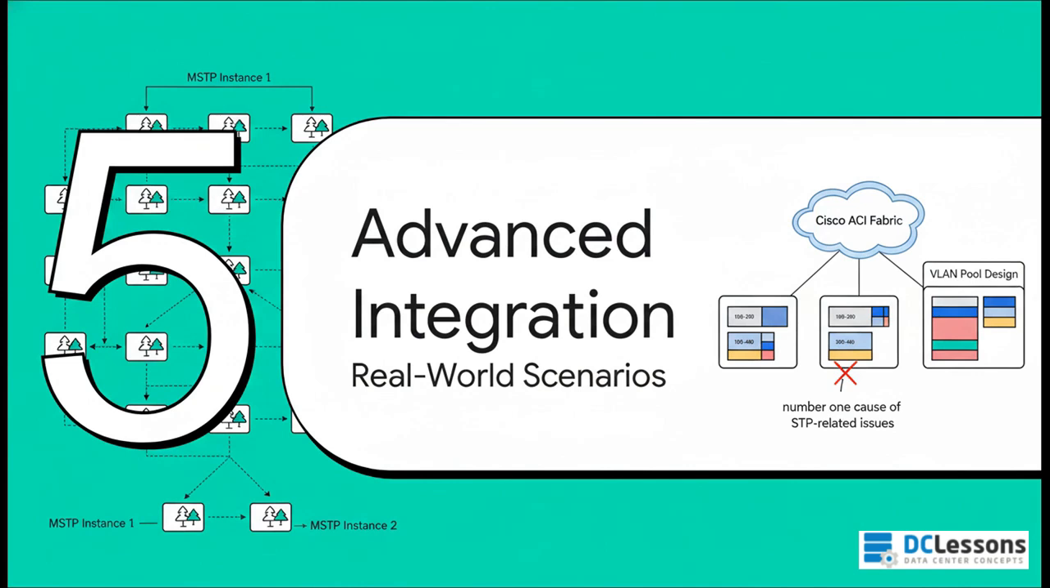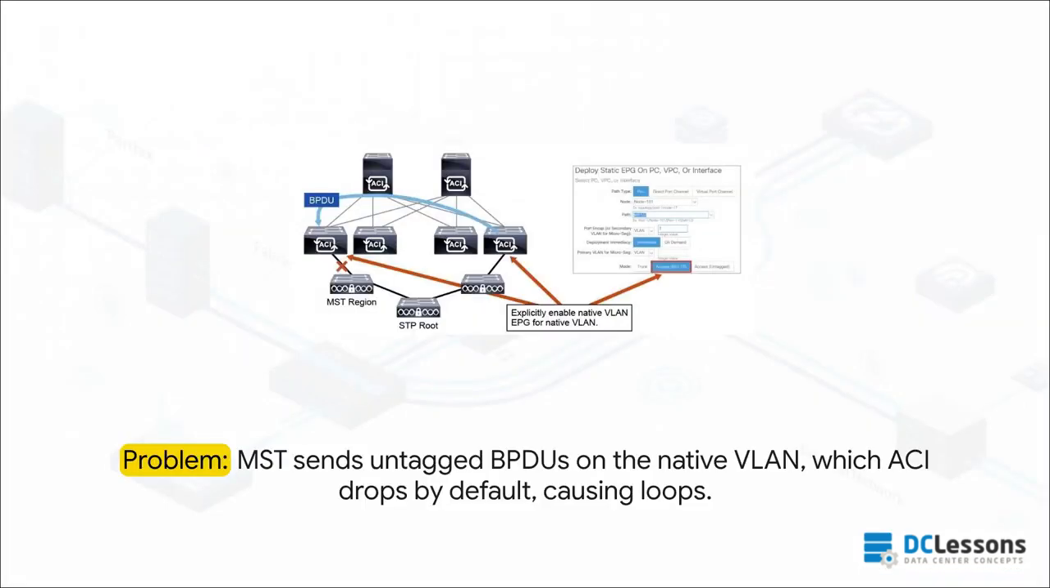We'll start by looking at networks running multiple spanning tree, or MST, and then we'll look at what is, without a doubt, the number one cause of spanning tree problems in ACI integrations: how you design your VLAN pools. Now, MST throws a little curveball at us.